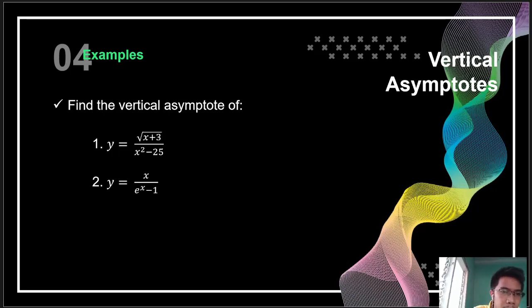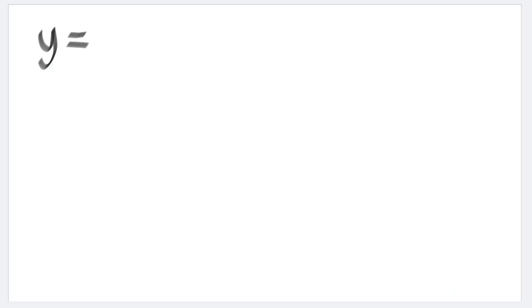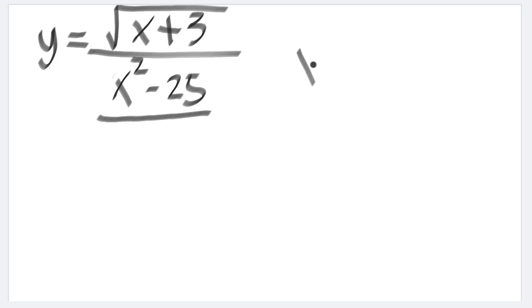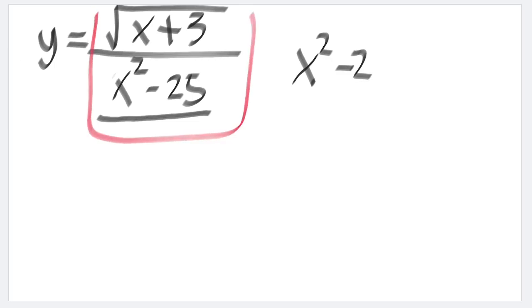For this example, y equals square root of x plus 3 all over x squared minus 25, we will set the denominator and equate it to 0. So x squared minus 25, to make this whole function infinite as we evaluate the limit. So the limit is at infinity, so you should equate this to 0.